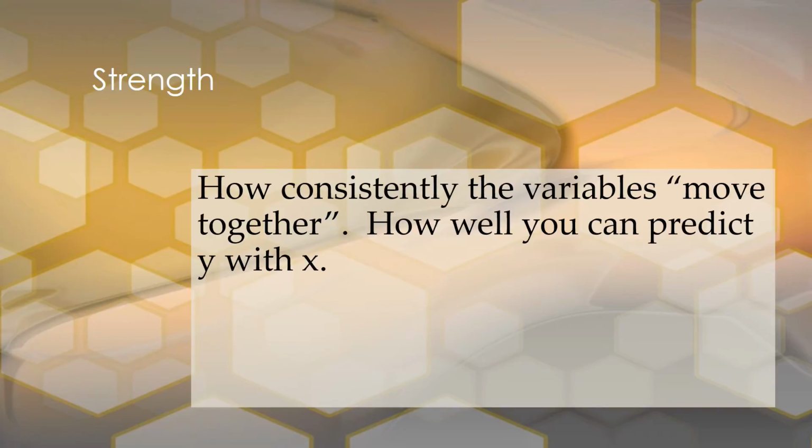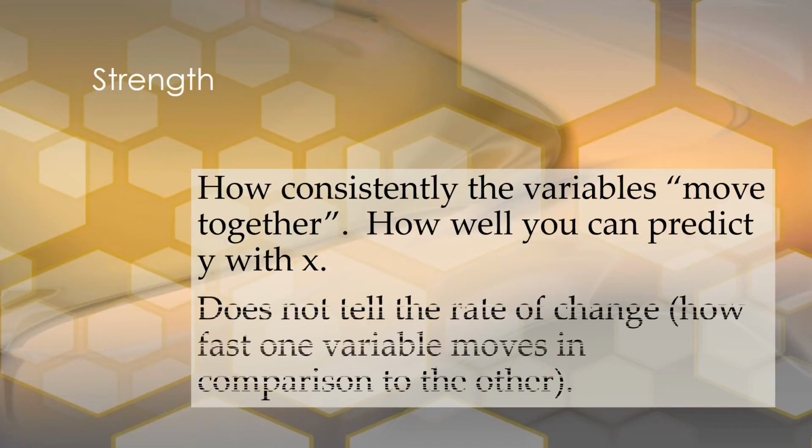Then here we have strength. So strength tells us how consistently the variables move together, or how well you can predict y, our outcome variable, with our x, which is our predictor variable. Or you can say our independent and dependent variable. But it does not tell you the rate of change, how fast one variable moves in comparison to the other one. So we'll go into a bit more detail about that. But strength tells you how well you can predict our outcome variable with our predictor variable.